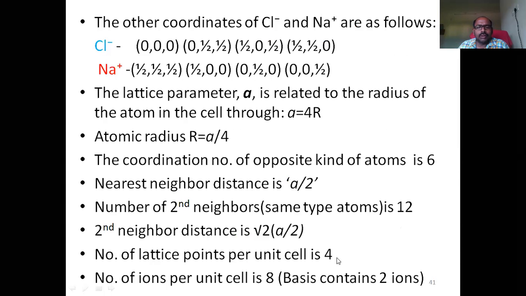The number of lattice points per unit cell is 4. The number of ions per unit cell is 8. That means the basis is 2. The basis is of two ions: one is the Na plus ion and the other is the Cl minus ion.